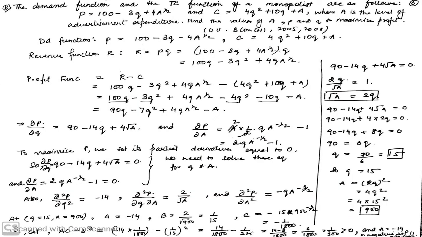The demand function and the total cost function of a monopolist are as follows. What is given in the question? The demand function is given and the cost function is given. The demand function is p = 100 - 3q + 4a^(1/2), and the cost function is given. Okay.